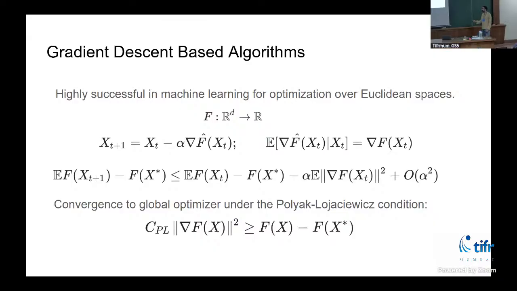So what does it mean? It means that the gradient actually dominates the difference. So if you are far away from the optimum, you actually see a large gradient, so you end up going to the solution x star. This is one of the hundreds of different conditions which ensure that you converge to the optimum in stochastic optimization.